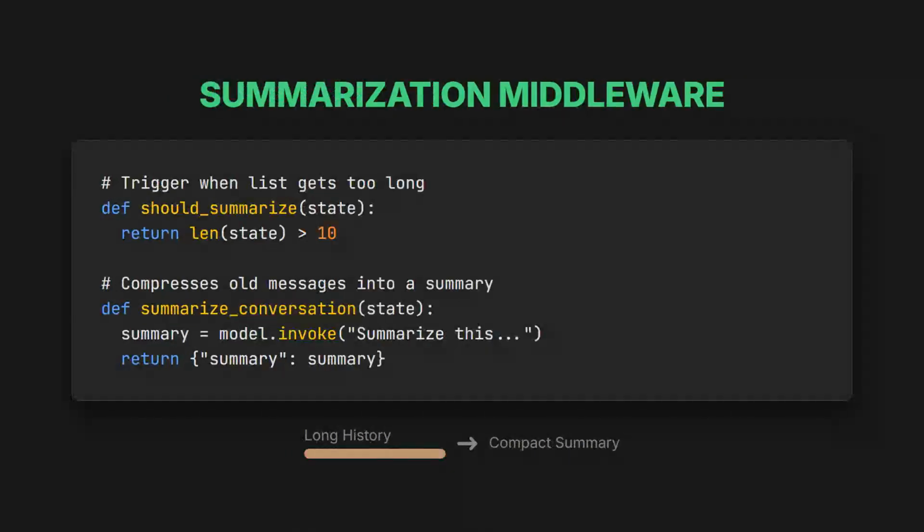trained on. Agents can talk forever, but your wallet can't handle it. Context windows, the amount of text an LLM can read, are expensive and limited. To fix this, we use summarization middleware. It's a function that watches your message history. When it gets too long, say more than 10 messages, it triggers a separate call to summarize the older messages. It then deletes the old messages and replaces them with a single summary object. This keeps your agent lightweight and fast, no matter how long the conversation goes.